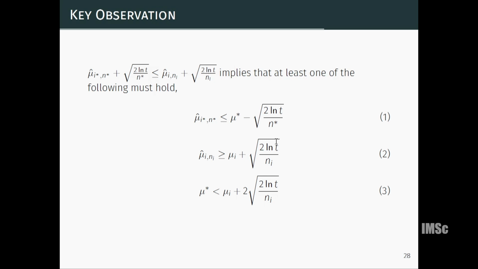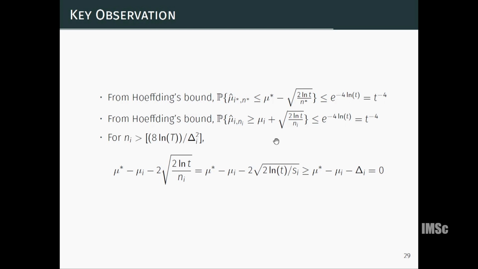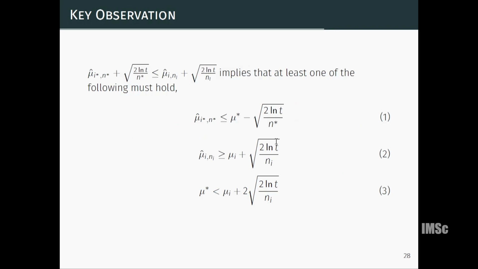Now, again a tutorial question. What you can prove is that if I have large enough samples, so if my number of samples is greater than 8 ln t by delta I square, then this cannot happen, where delta I is the difference between mu star and mu I.